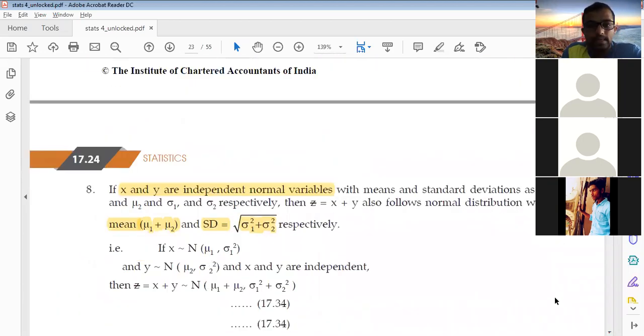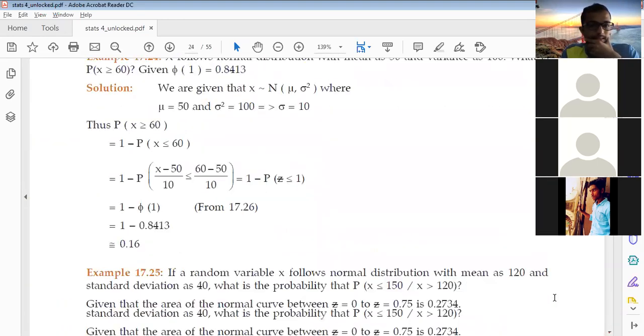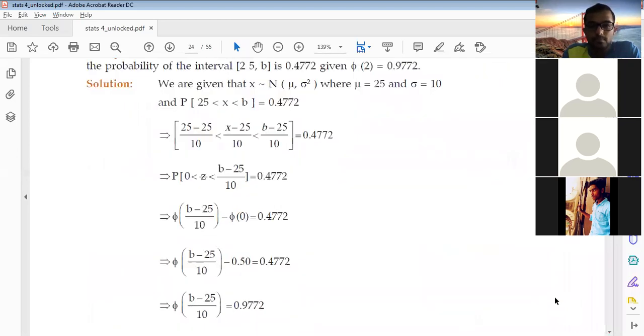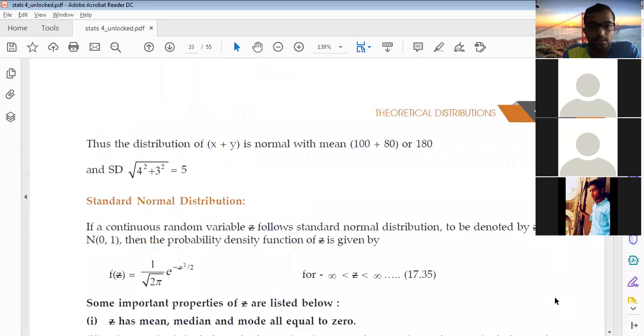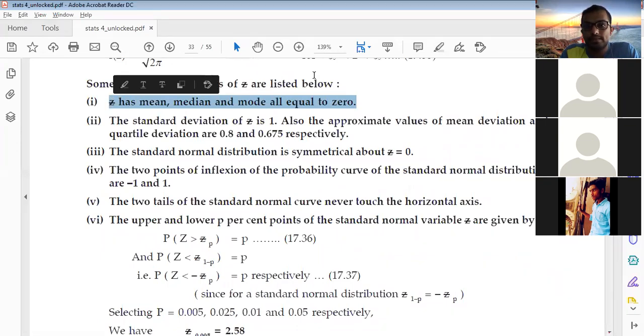So let us write the points now. If I have forgotten anything, it's at the end, the last part, standard normal distribution. First point, students. One more point we have not noted down: mean, median, mode, everything will be zero. Because the mean is zero, and mean, median, mode are all equal. So mean, median, mode is 0.